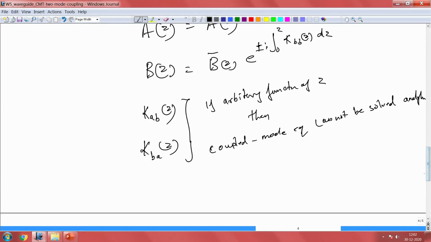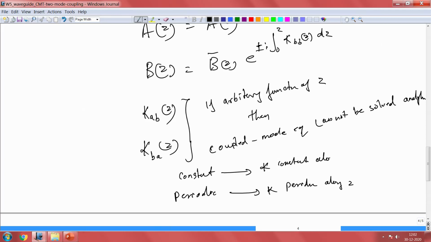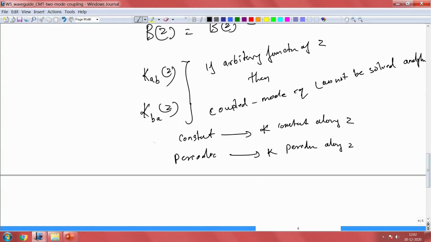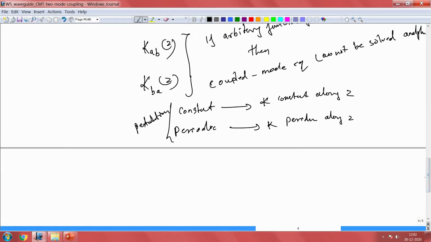So, if the perturbation is uniform, it is constant, let us say, right, then the coupling constant is again constant, right. So, let us say there are two scenarios. There could be a constant change or there could be periodic. In this case your coupling constant kappa will be a constant along z, and in this case kappa will be periodic along z. This is constant along z, all right. So, based on the perturbation, this is the perturbation, and now we can come back to our coupled mode equation, right.